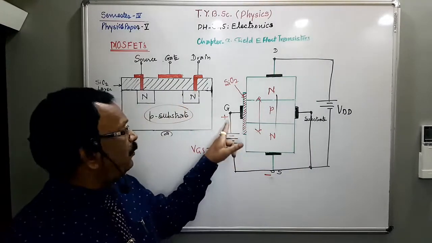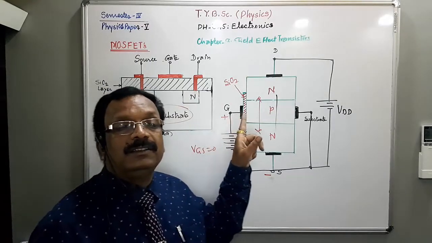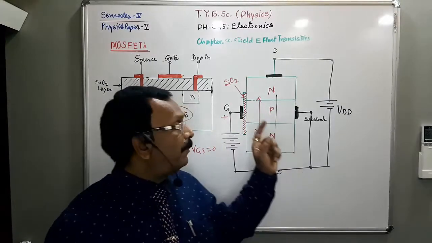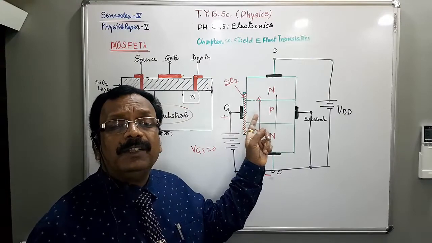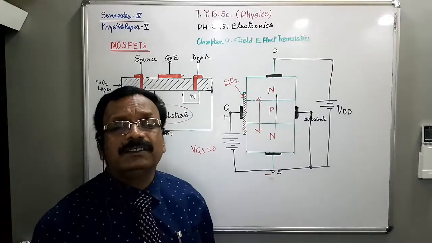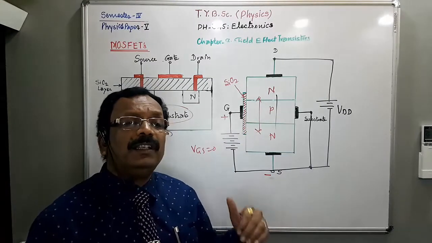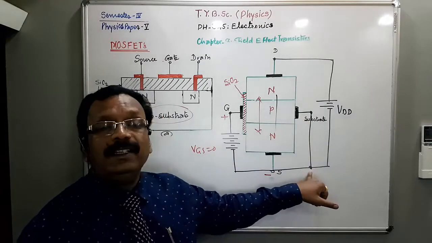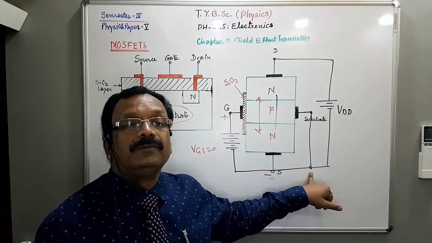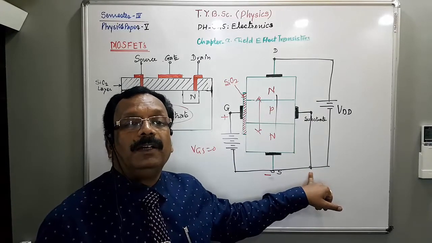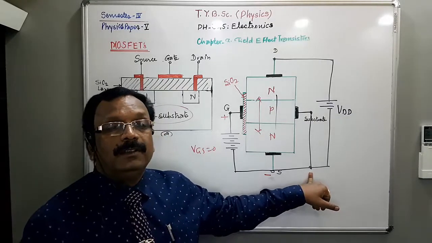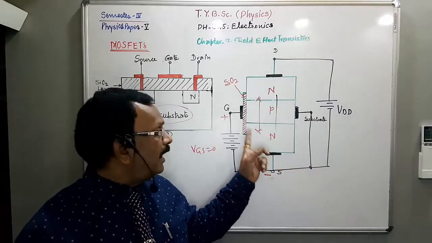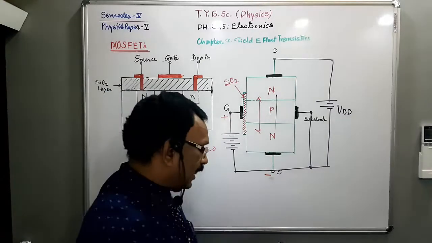Now, if a positive voltage is applied at the gate with respect to the substrate, which is usually grounded, what happens? Negative charges are induced here.